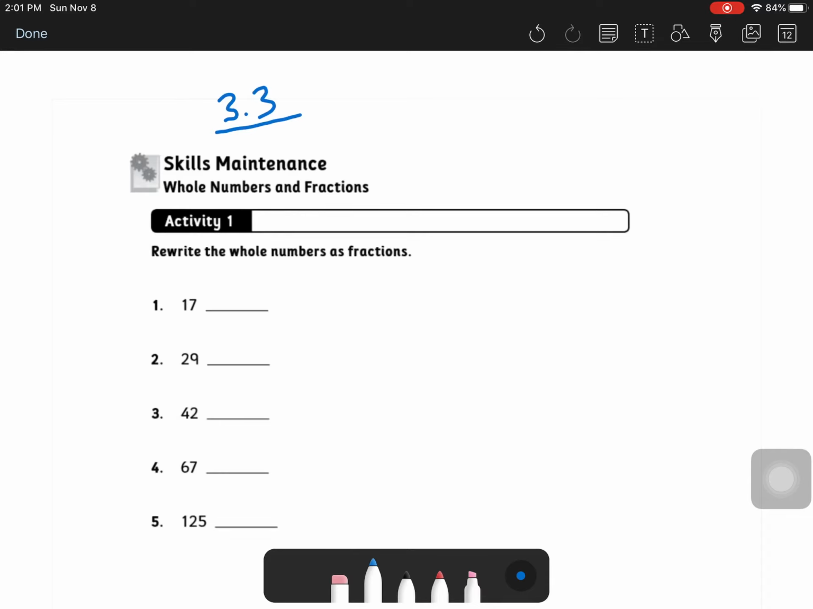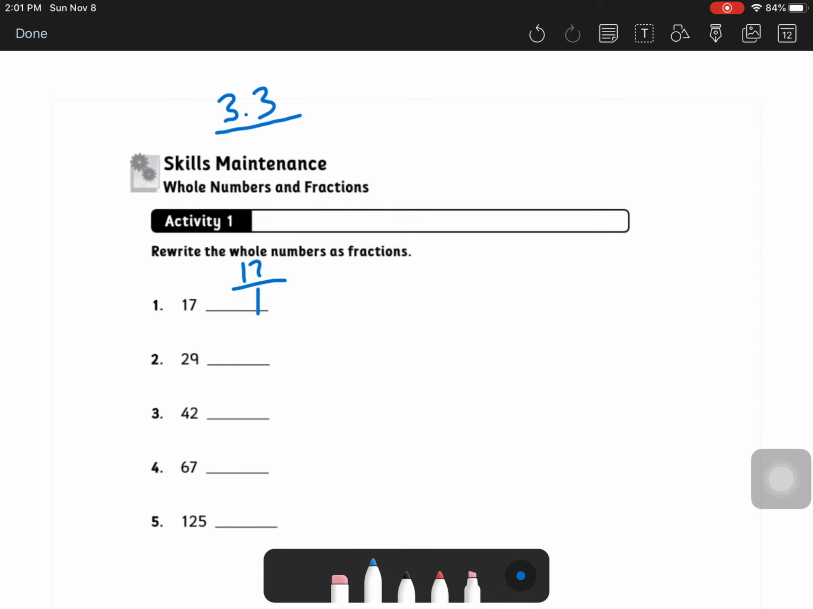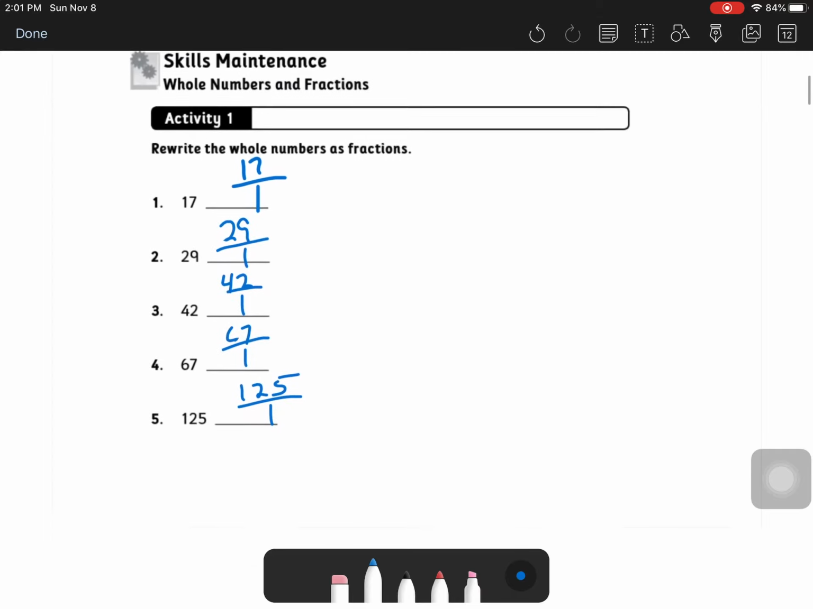Okay, so writing these whole numbers as fractions, remember what we needed to do was just put a 1 in the denominator each time that we would write a whole number as a fraction. You just put a 1 in the denominator. So 17 over 1, 29 over 1, 42 over 1, 67 over 1, and 125 over 1.